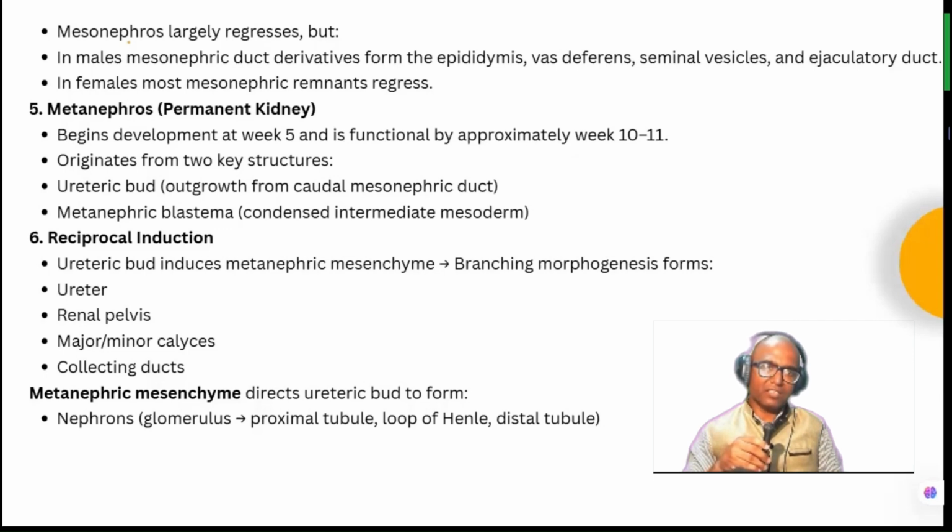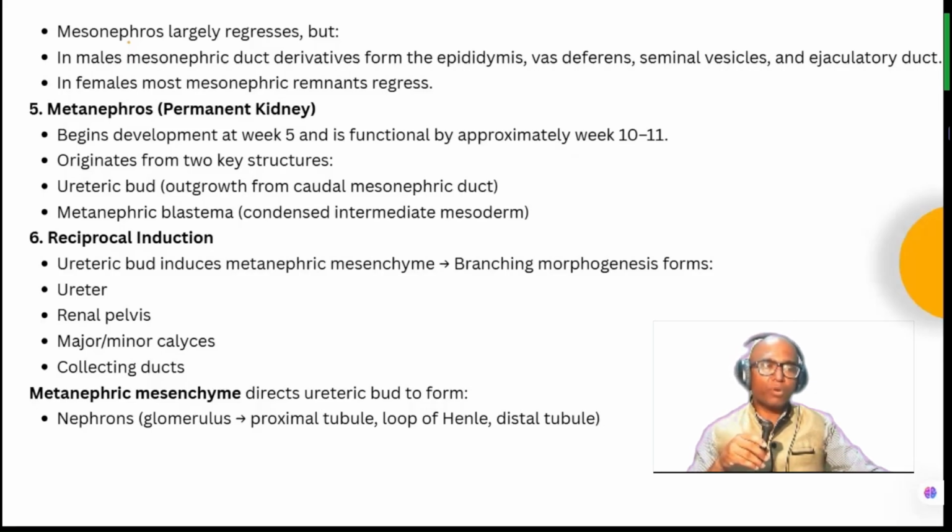Then coming to the final, the permanent kidney, that is the metanephros. It begins development at around week 5 and is functional by approximately week 10 to 11. It originates from two key structures: the ureteric bud, which is the outgrowth from the caudal mesonephric duct, and the metanephric blastema, that is the condensed intermediate mesoderm. The intermediate mesoderm condenses in a particular area, which is called the metanephric blastema. So these are the two different origins for the development of the kidney.